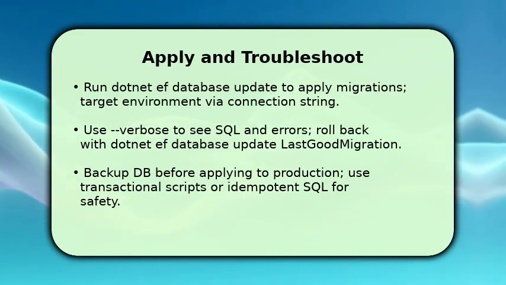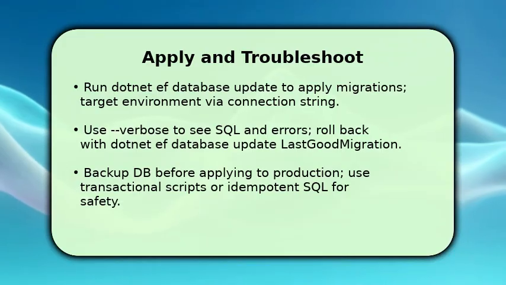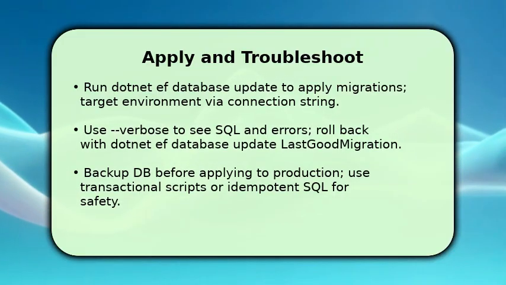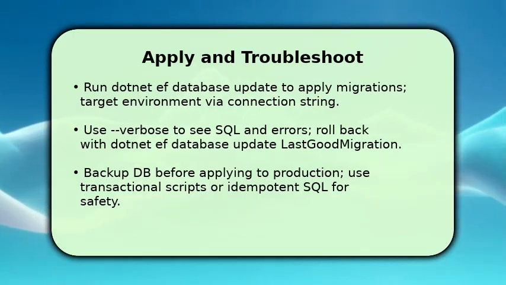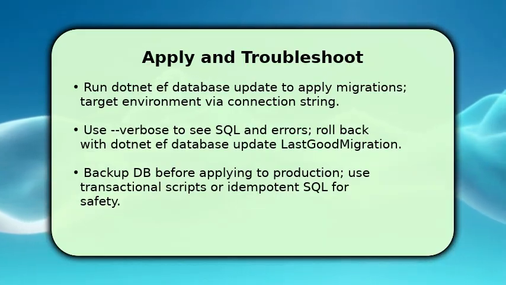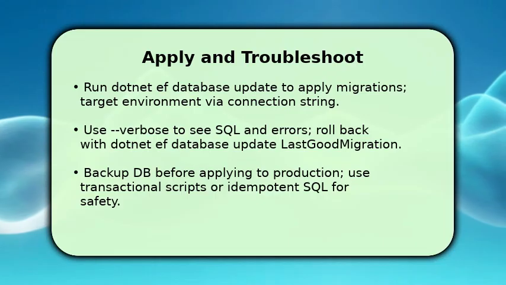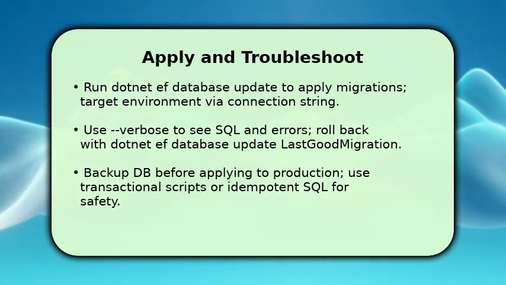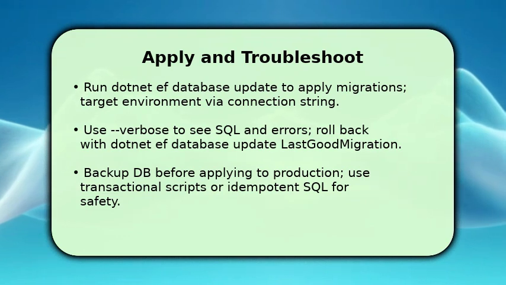If errors occur, rerun with --verbose to see the SQL and stack trace and roll back to the previous migration using its name. Once applied, verify schema and run app tests. One key troubleshooting tip: if a migration fails mid-apply, restore from backup and fix the migration file or the model. Then reapply after confirming the snapshot and code compile correctly.